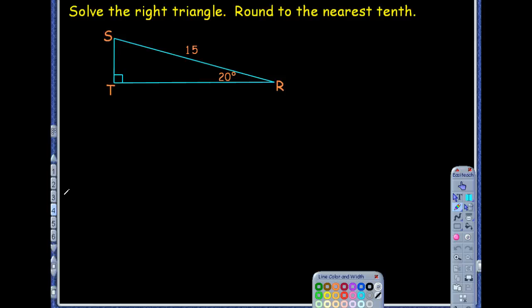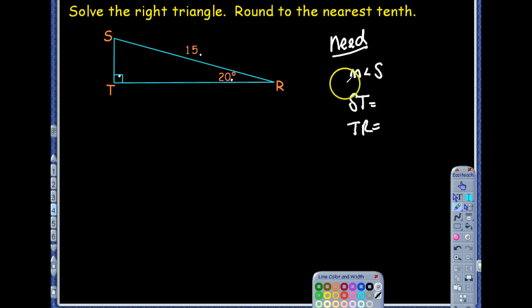So now what we're given, what three parts do we know? We have the right angle. We have the hypotenuse. We have an acute angle. So we're trying to find, let's see, we need angle S. We need side ST length, and side TR. So we have still three things that we need. Always look to find what are those three things that you need.